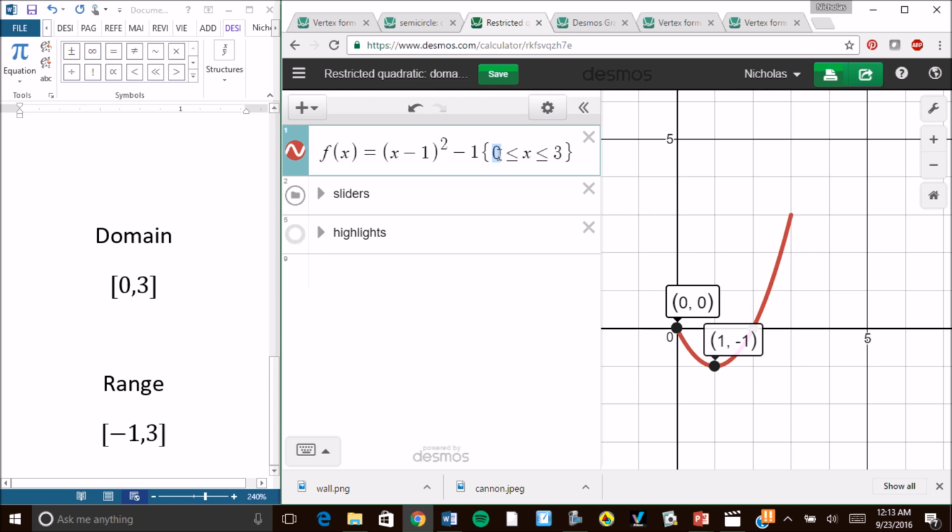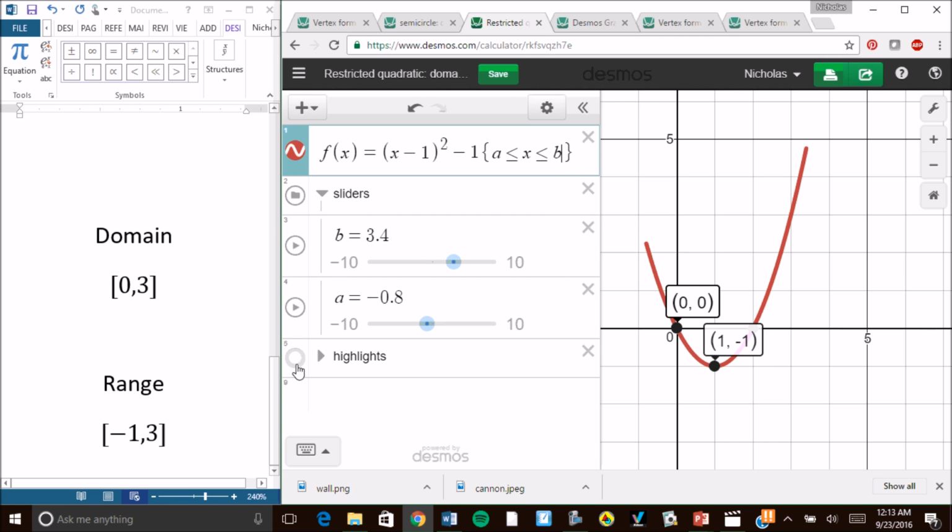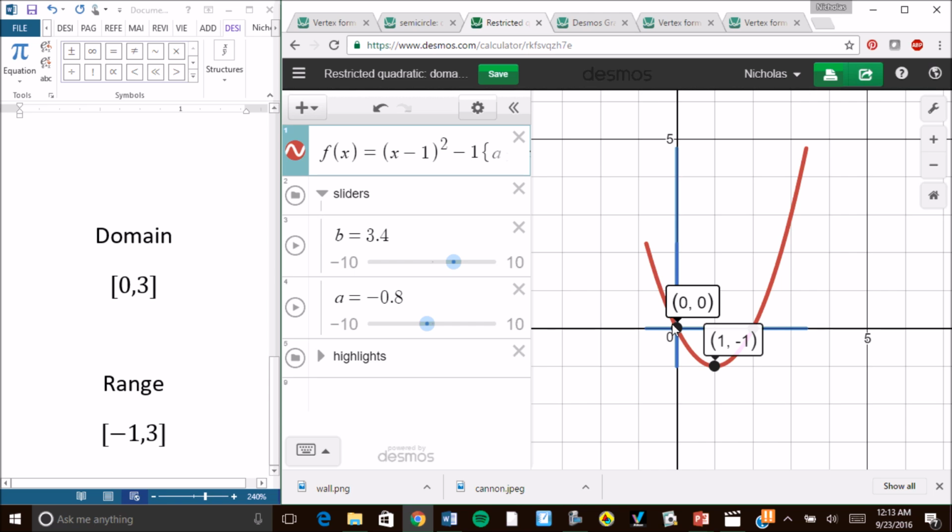I'm going to use those sliders that we used the other day. I'm going to put an A here and a B here, so we can see our sliders. And I'm going to turn on these highlights just so we can see really quick some of the things that we can do. So notate, there are some cases where I could cut off the vertex.